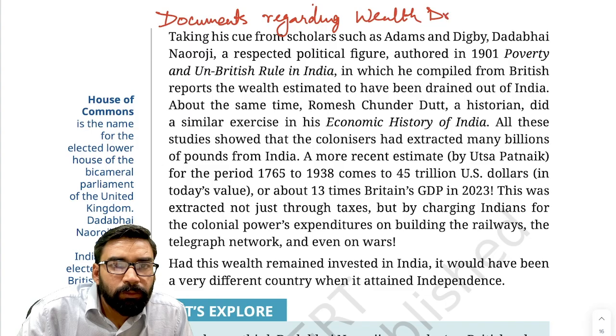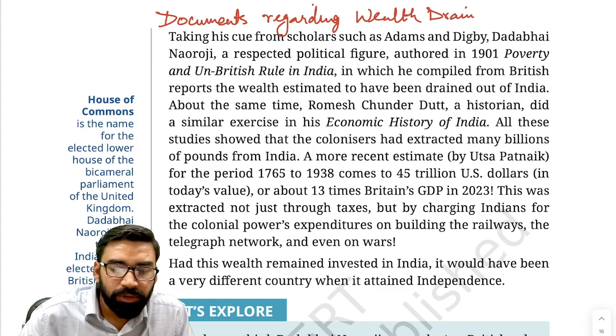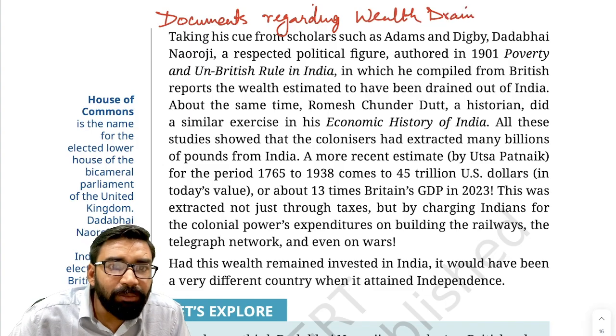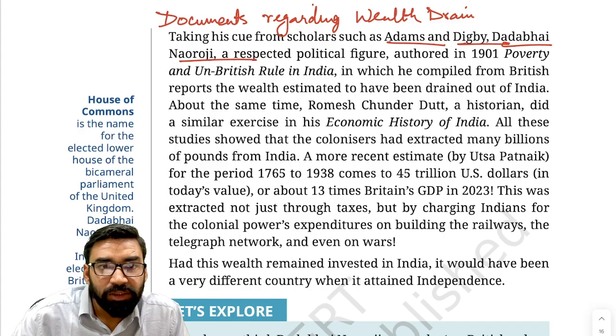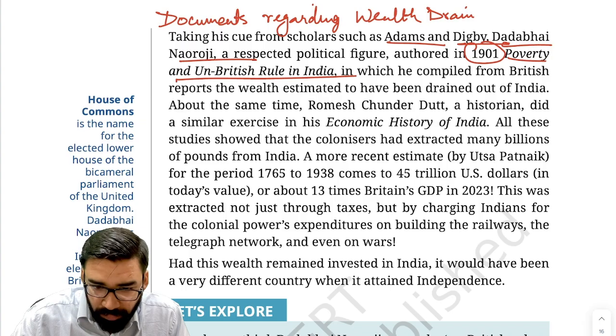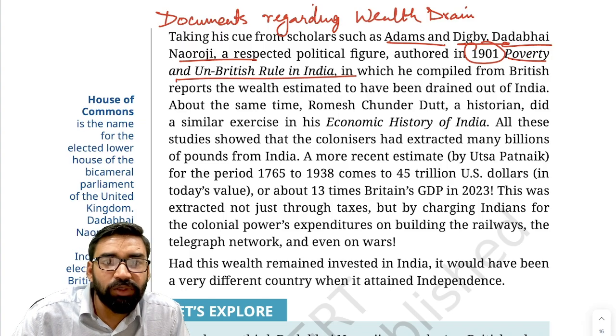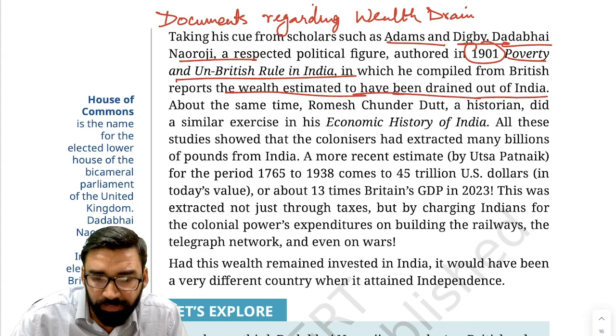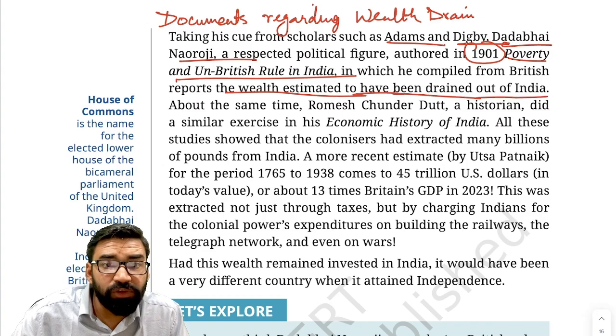Fine? Okay. Now, try to understand. Like Dadabhai Naoroji. Clear? Adams, Digby, Dadabhai Naoroji. All these are respected figures. Dadabhai Naoroji authored a book, Poverty and Un-British Rule in India. Clear? And in which he actually compiled the reports from British, the wealth estimated to have been drained out of India. And Dadabhai Naoroji was also the first Indian elected to the House of Commons.